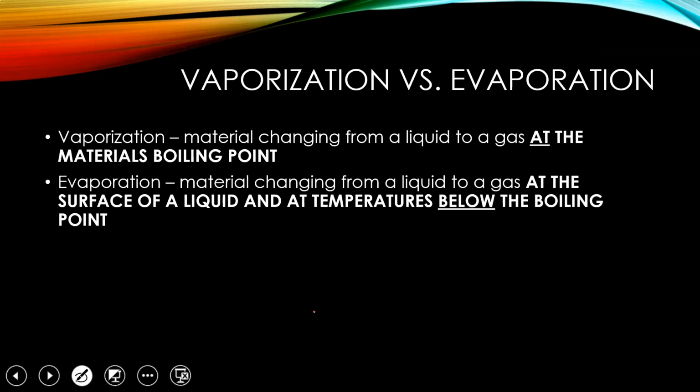So let's talk about boiling versus evaporation. Boiling is what we actually see. That's when a material changes from a liquid to a gas at the material's boiling point. So we heat it up, and then it changes from a liquid to gas at that boiling point. Evaporation is when material changes from a liquid to gas at the surface of a liquid and at temperatures below the boiling point. You might have seen this if you've ever seen steam or foggy stuff on top of a pond. What that is, is water actually evaporating, but the whole pond isn't at that temperature, right? No, just the surface has been heated up. So that's why that's evaporation.